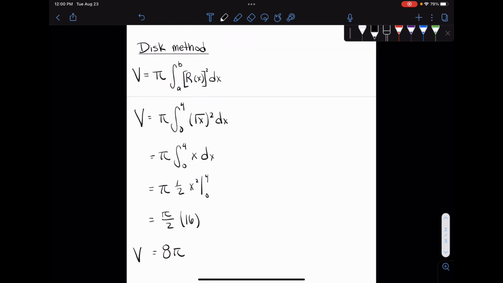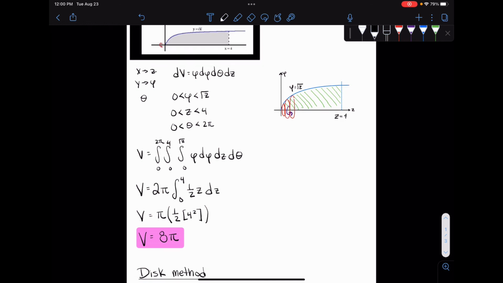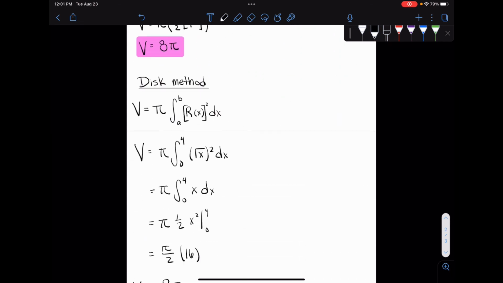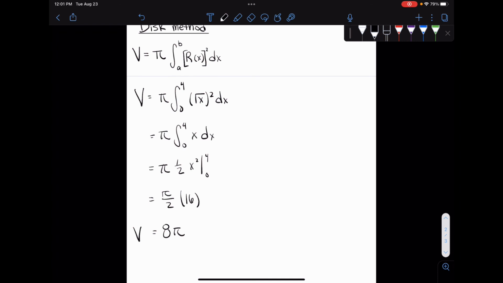That's why the disk method exists. I personally prefer to just start from the differential. And if you get a situation where the formula is strange, or it's a very strange shape or strange way to rotate, I personally think it's easier just to start from dV equals rho d rho d theta dz and build my whole equation. If you have a really simple problem like this, it's probably easier just to start with your disk method equation, plug in, and do a really simple single integral to get your answer.